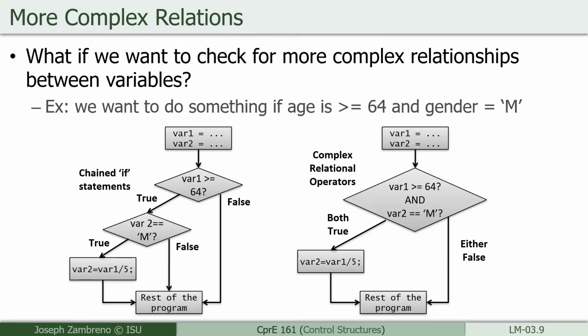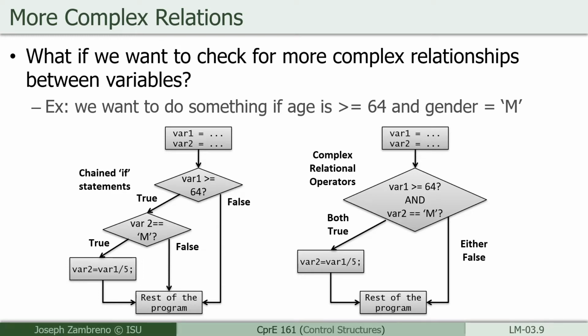This isn't the right syntax for it, but with our more complex relational operators, we can actually check in a single if statement if var1 is greater than or equal to 64 and var2 is equal to m. That and is exactly the sound. Both have to be true. This is true and that is true. If both are true, then we go to the left-hand side of our control flow graph. Otherwise, if either are false, we go to the rest of our program here.